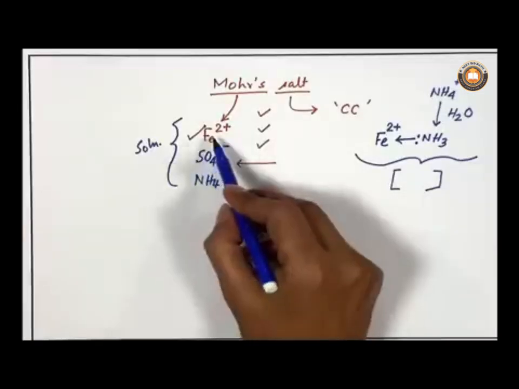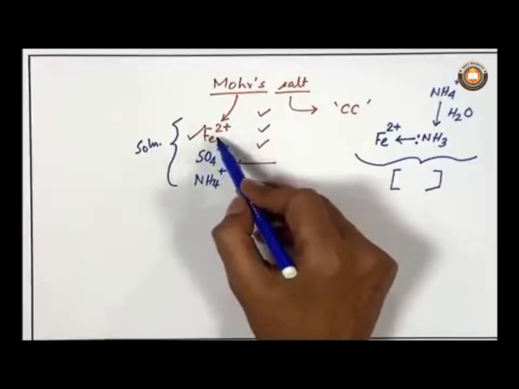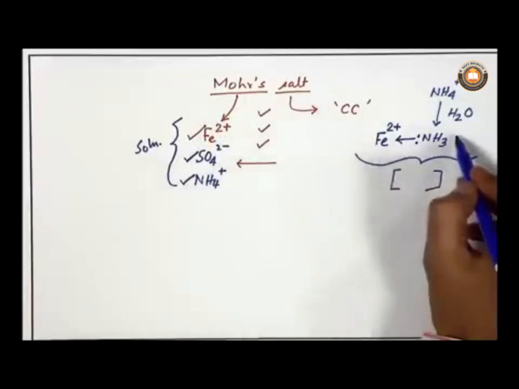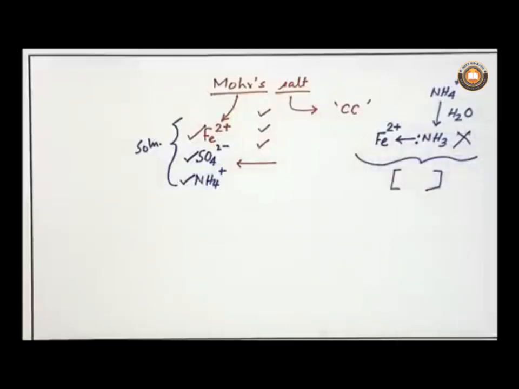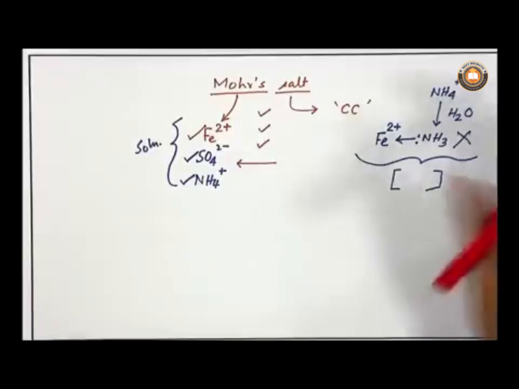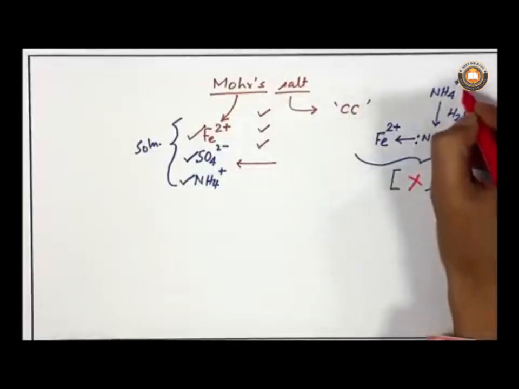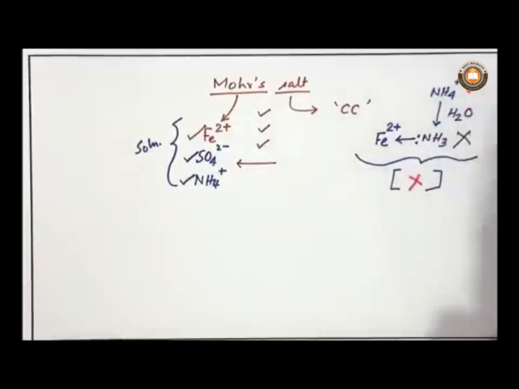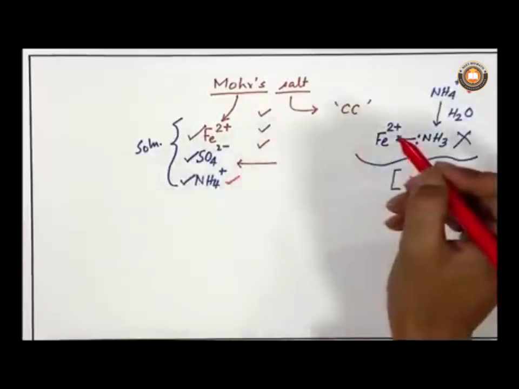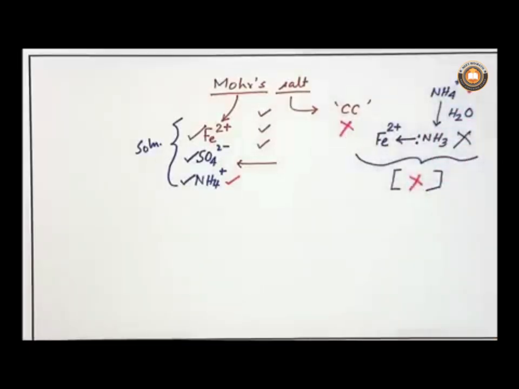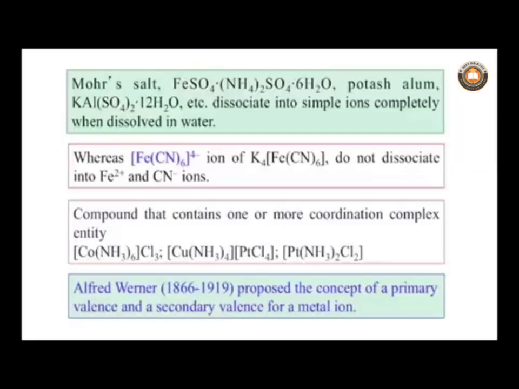So, we will be able to detect the ferrous ion, the sulphate ion, and the ammonium ion. We will not get the ammonia present as some complex species; no complex species is there. Ammonium ion is also present as ammonium ion, which can be detected as such. So, it is not a coordination compound, it is a typical example of a double salt. Salts like these are all double salts, so we will not get that.